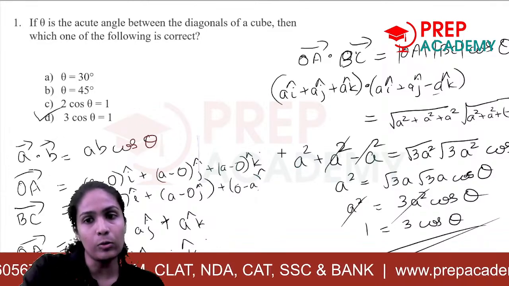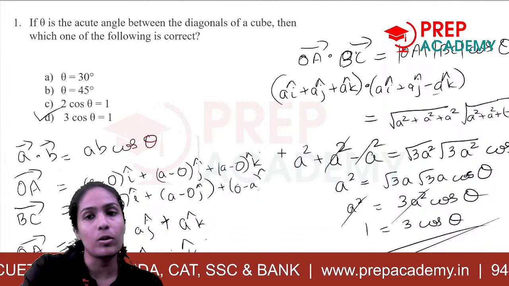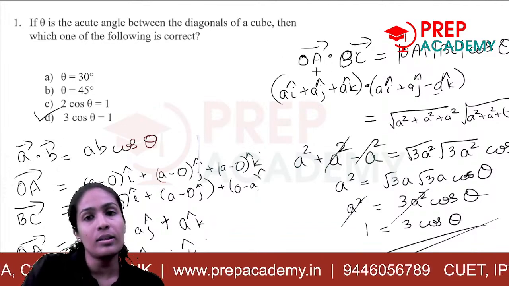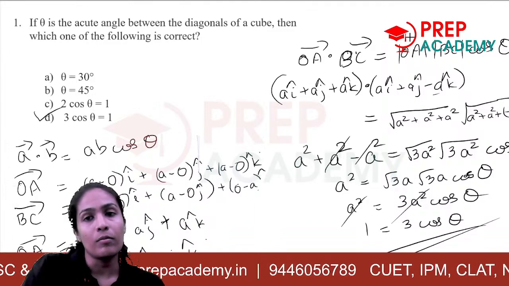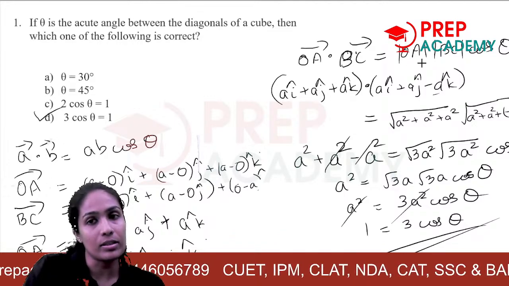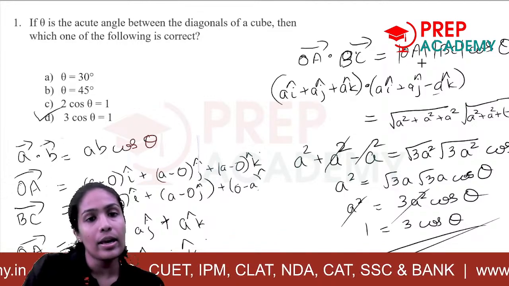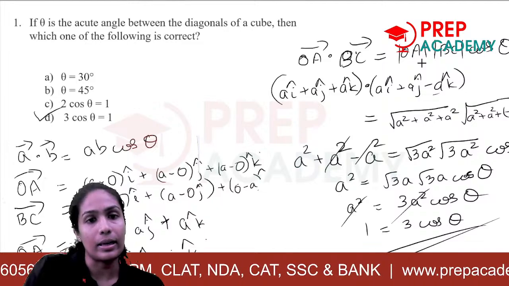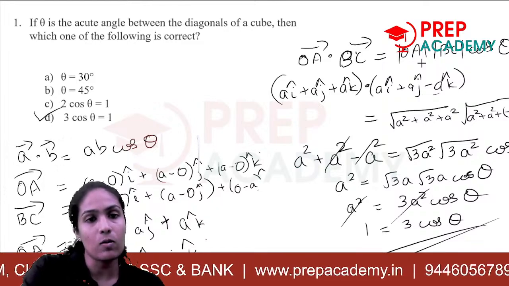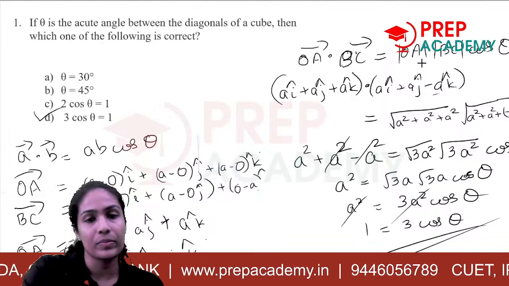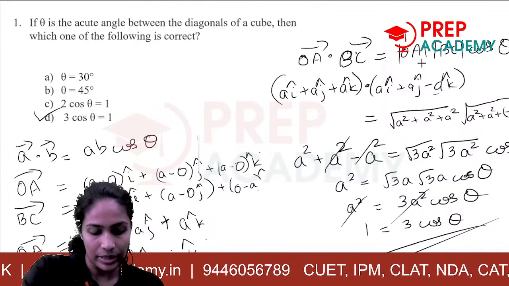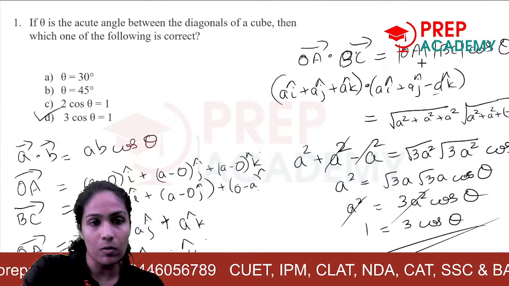Here theta is an acute angle, therefore 3 cos theta is equal to 1. Here we use the properties of vector dot product, and we have to know how to find the magnitude of a vector. Magnitude of a vector is defined as root of the sum of squares of the coefficients of i, j, and k. The correct answer is 3 cos theta equal to 1, option D. Now we can move to the next question.